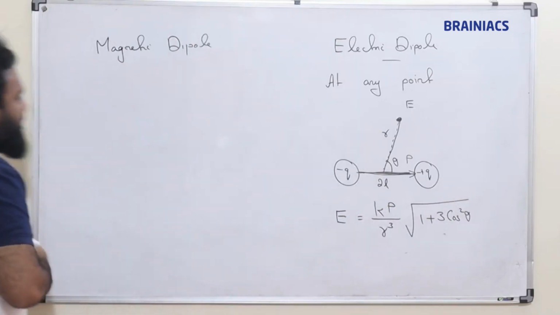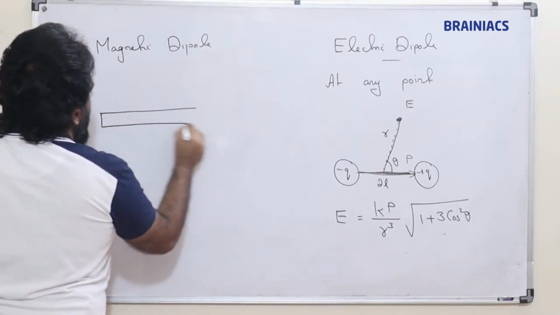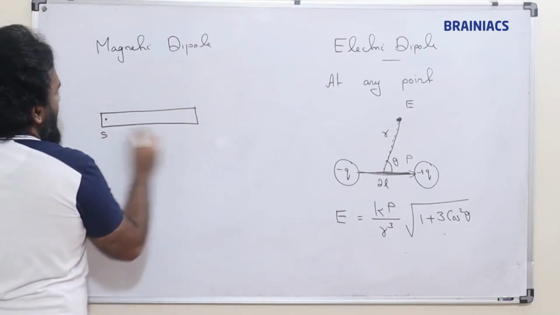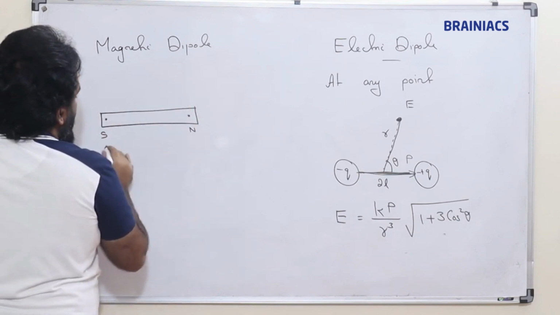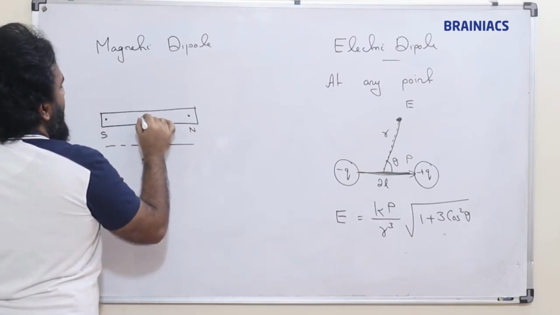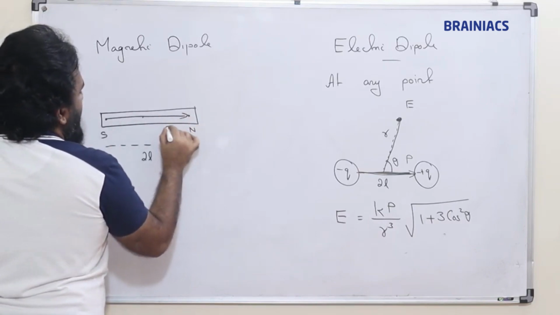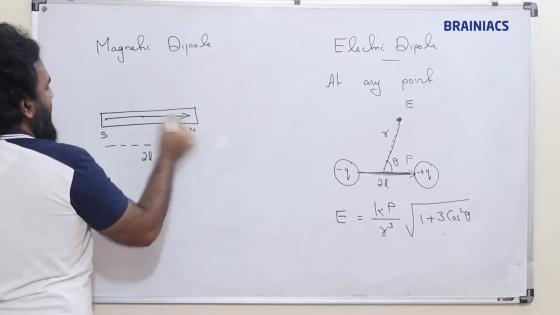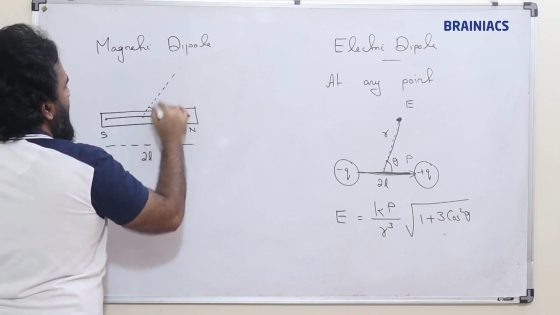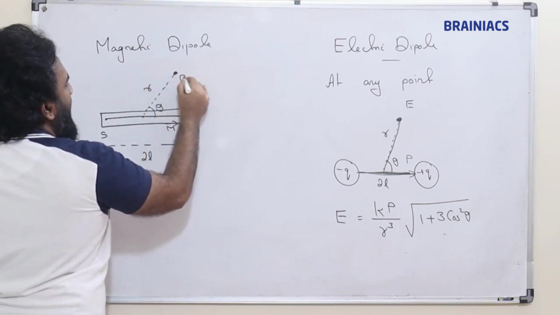Now here also, same way, same method we follow. So this is the south pole, north pole at a distance 2L, and in this direction we can say the magnetic dipole moment vector is there. So from here at an angle theta, at a distance r, we need to find the magnetic field.